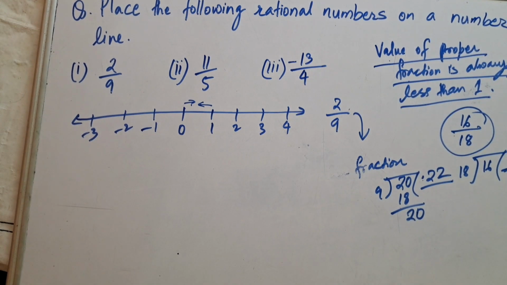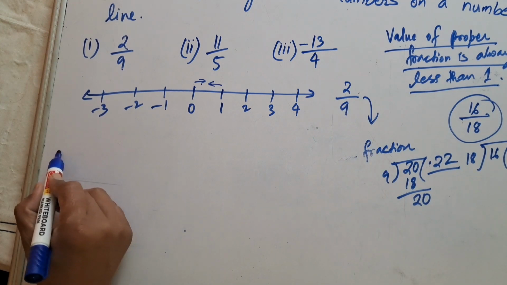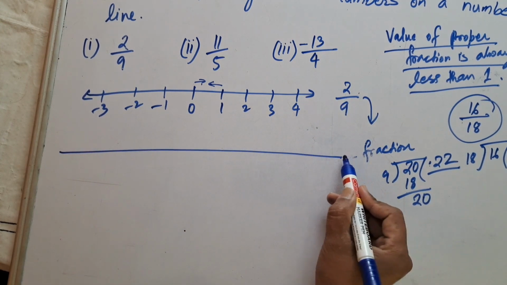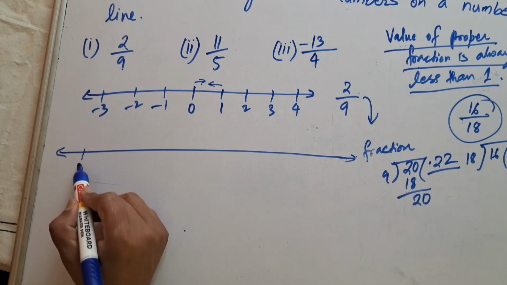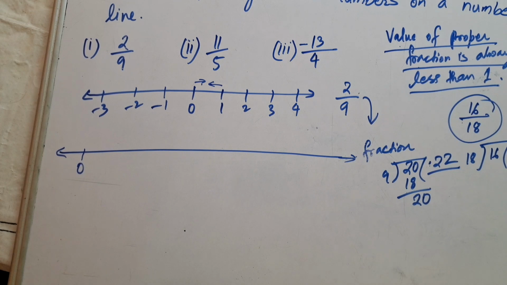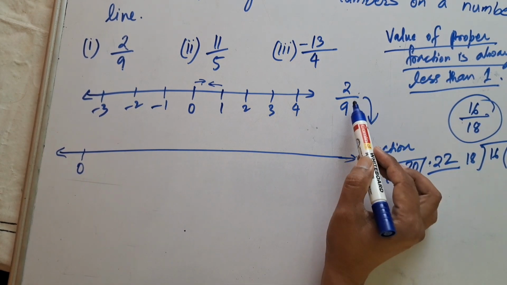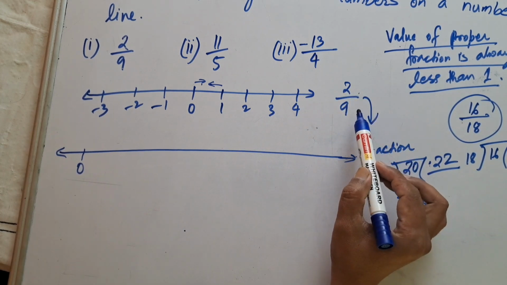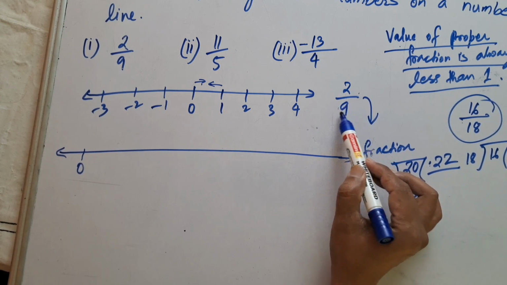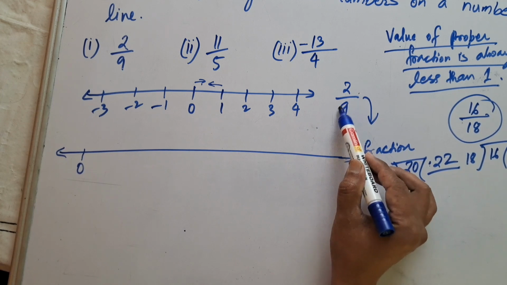So let us draw another number line and place 2 by 9. Okay, we have a number line here. So let me draw 0 and 1 only. Okay, let's leave the rest of the numbers. So to place this number on this number line, first what we do is we observe the number in the denominator. Here we can see 9 in the denominator, isn't it? The number in the denominator is 9.